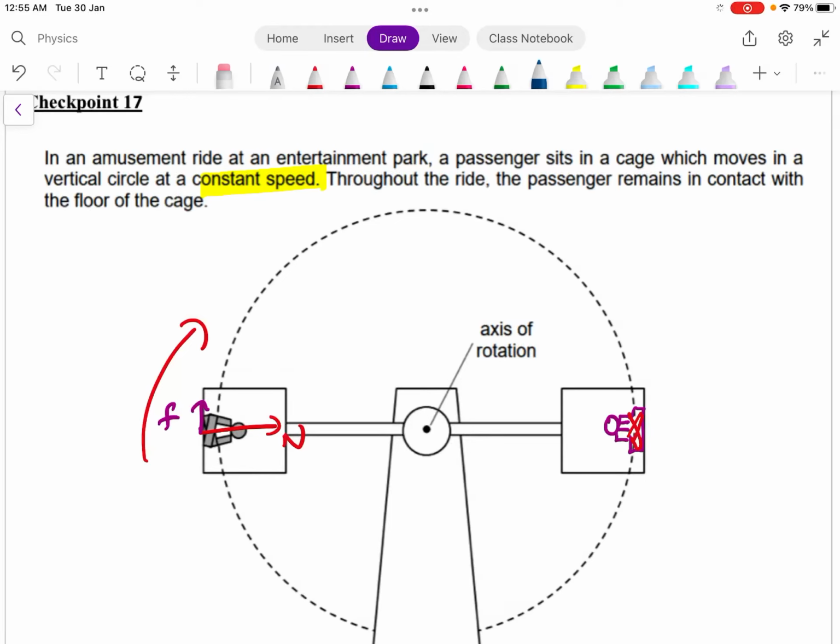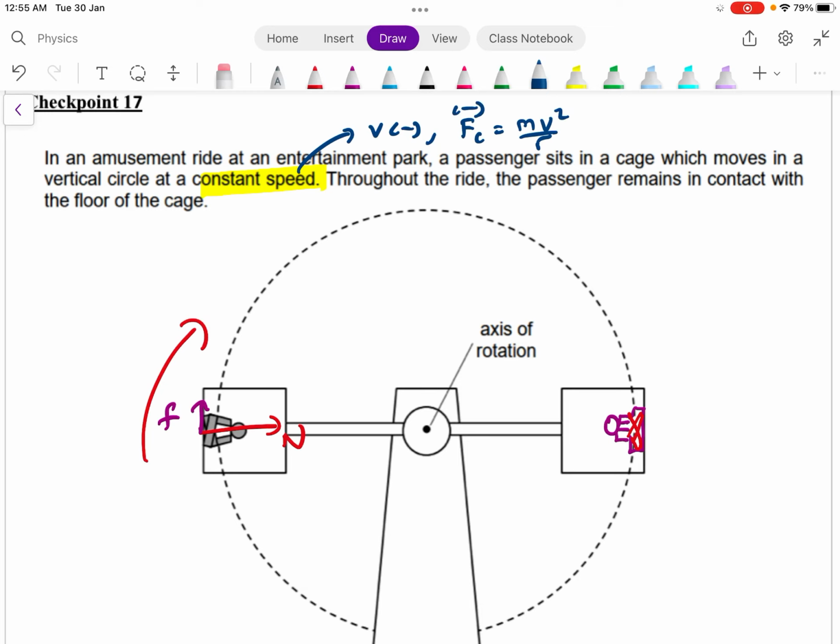Okay, so let's go through checkpoint 17 of circular motion. In an amusement ride at the entertainment park, a passenger sits in a cage which moves in a vertical circle at a constant speed, meaning that since the speed is constant, I know that the centripetal force is equal to mv squared over r, which means the centripetal force is also constant throughout the ride.